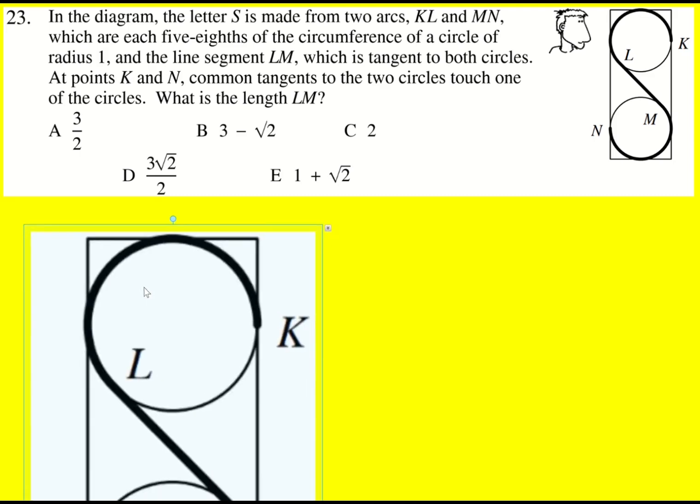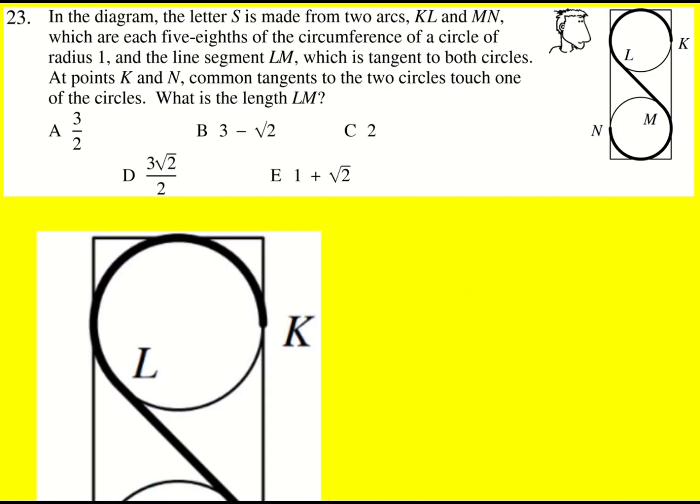A good diagram is going to be essential in this question. I mean, look, it just has to be a sketch. It has to look like the original. And we've got this letter S, which I'm going to indicate on the original diagram. So this curved part, then a straight part, and then a curved part, where the arcs, KL and NM, they are 5/8 of a circle.